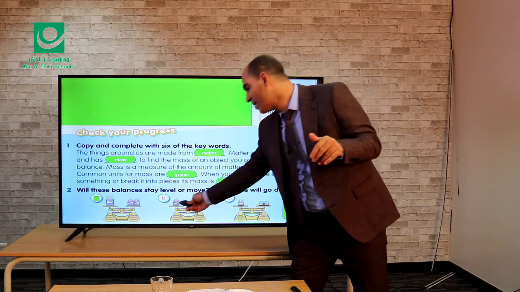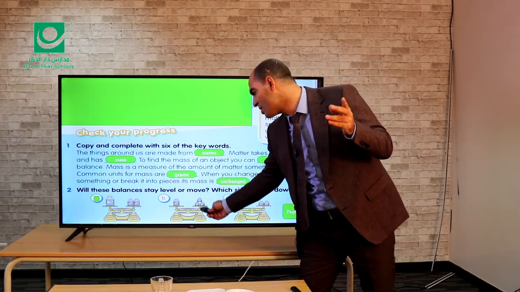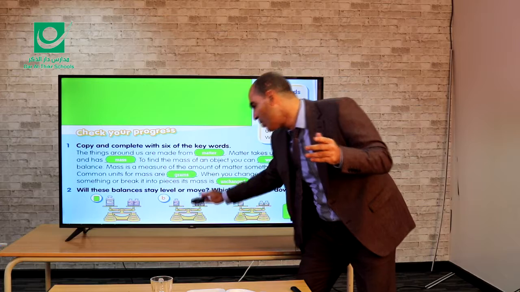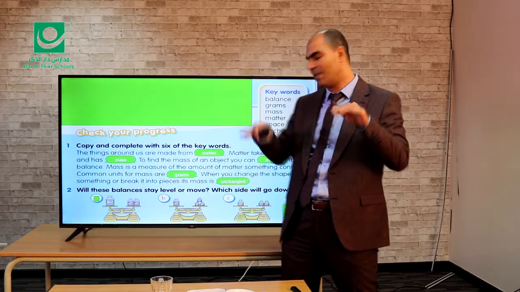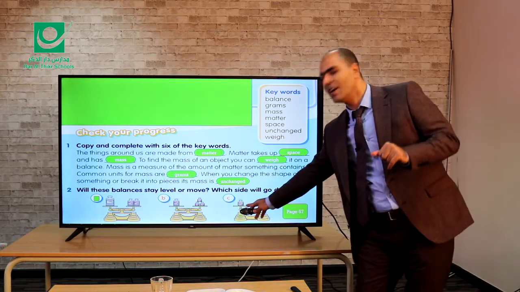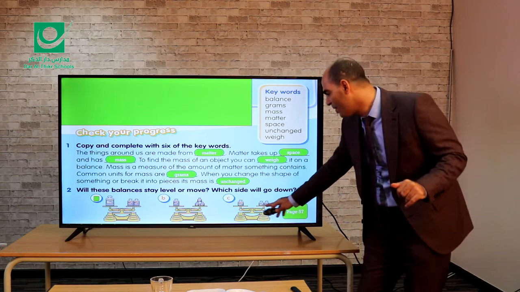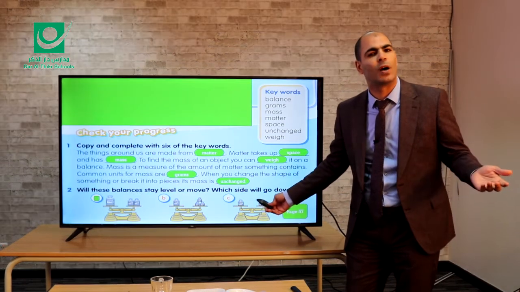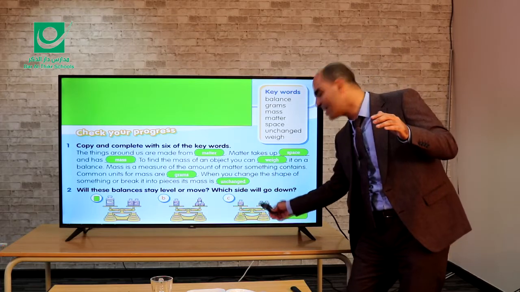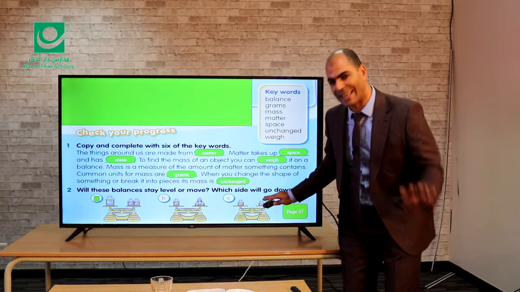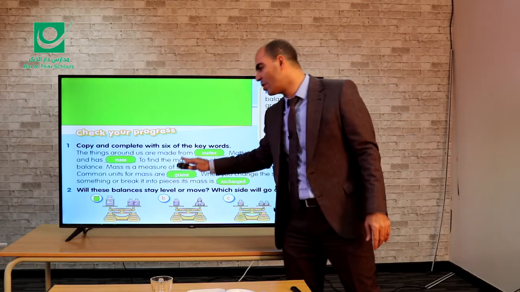Guess what? Here's 50 and here is 10 plus 10 plus 10, 30. So the 30 will go up and the 50 will go down. So B will not stay level. Look at C. On the right side we have 30. And on the left side we have 20 and 20. Guess what? 20 and 20 makes 40. That's right. So 40 is heavier. It will go down. So here, this part will go down. Here, this part will go up.